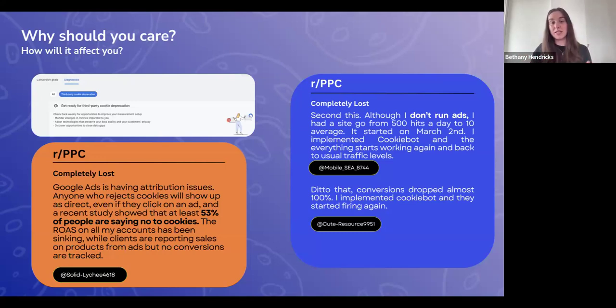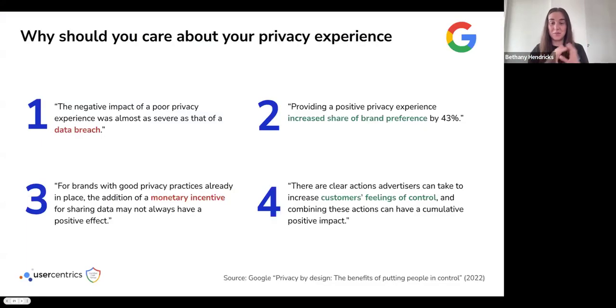The second reason why you should care, and maybe this should be the first reason, is that your users actually care about what you're doing with their data. They actually care about whether you are respecting their rights. There's a study that Google did called Privacy by Design, and if you have time to check it out, I definitely recommend it. What they found from this study is that the impact of a poor privacy experience was almost as severe as that of a data breach.